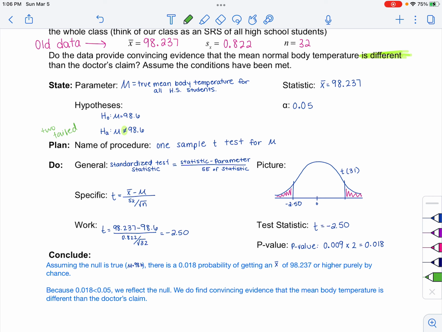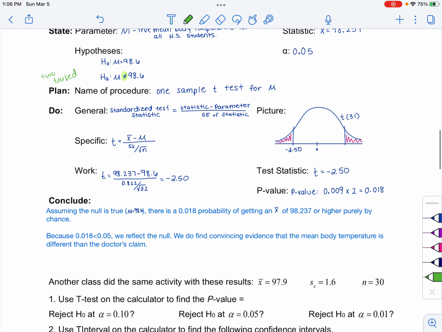And then that brings us to the conclusion. Remember that our conclusion for hypothesis testing has two parts. The first part, we need to interpret the p-value. My interpretation says, assuming the null is true, which is that mu equals 98.6, there is a 0.018 probability of getting an x-bar of 98.237 or higher purely by chance.